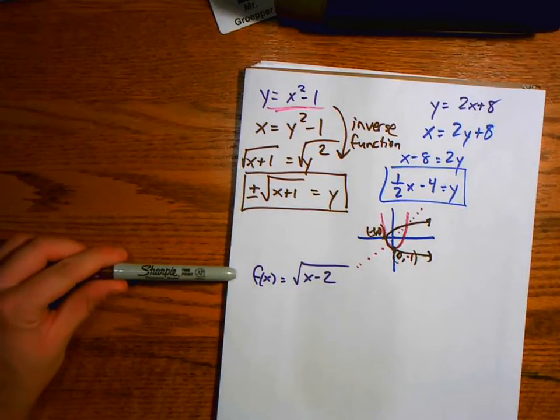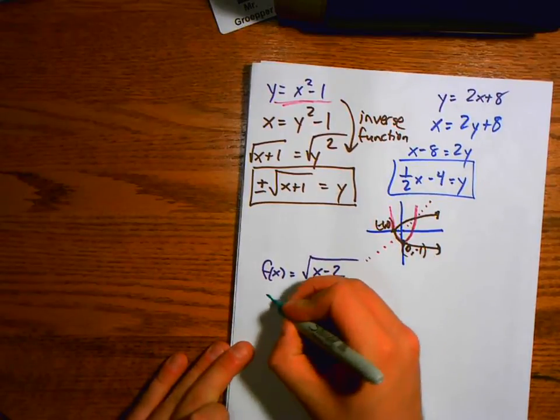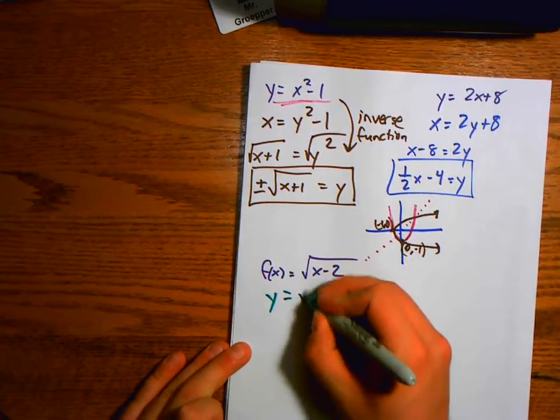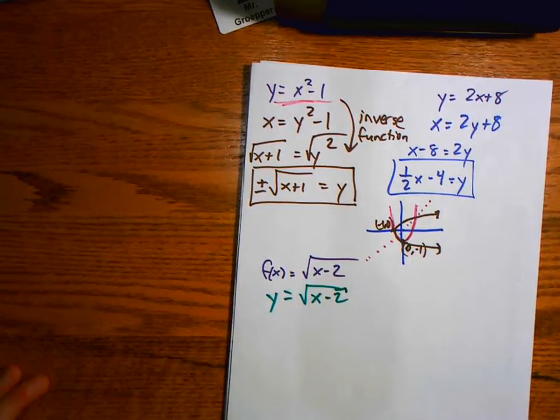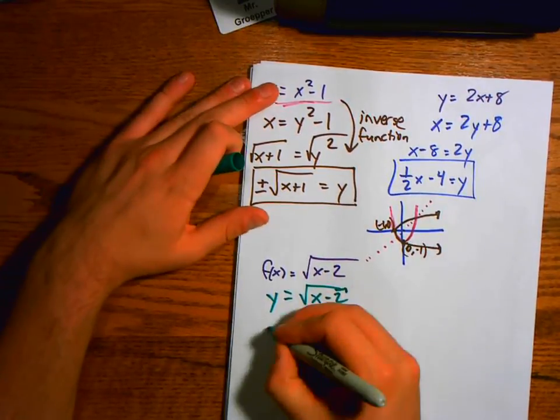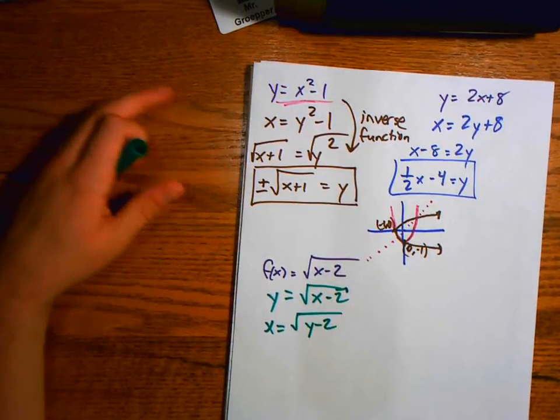Now in some instances you may see, instead of a y equals function, you'll see f of x. The first thing I like to do, just to alleviate some confusion, is instead of f of x, just write it as a y. So we have y equals the square root of x minus 2. Now you can look at switching your x and y's as x equals the square root of y minus 2 to get the inverse.